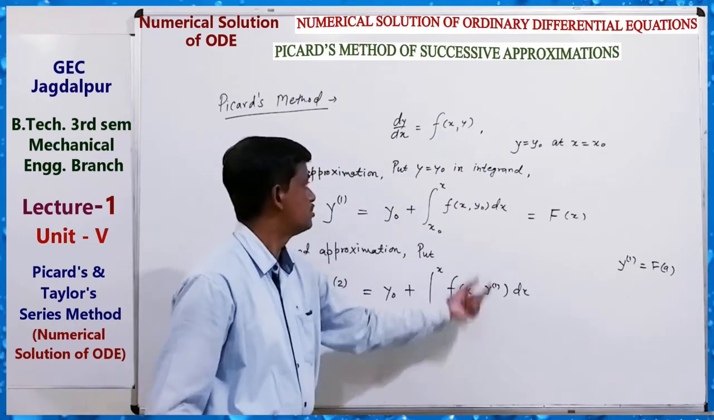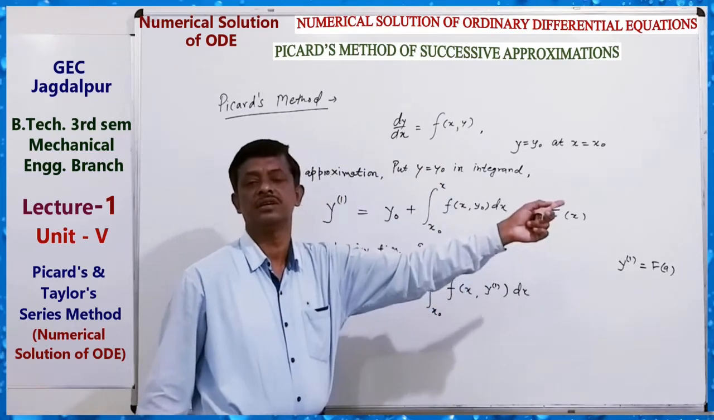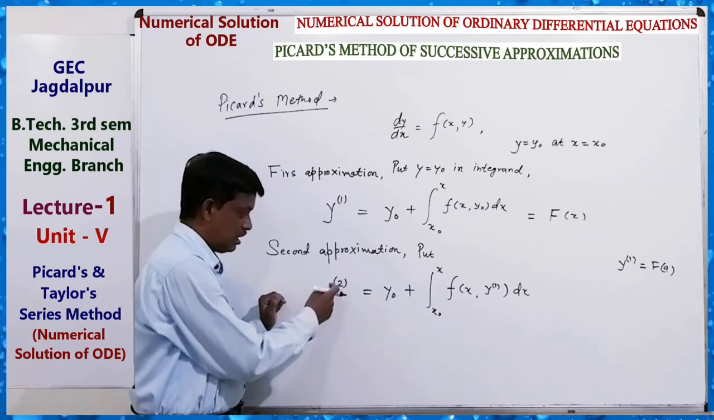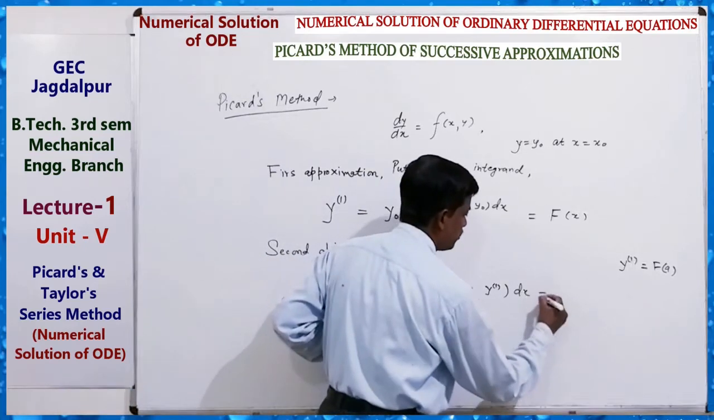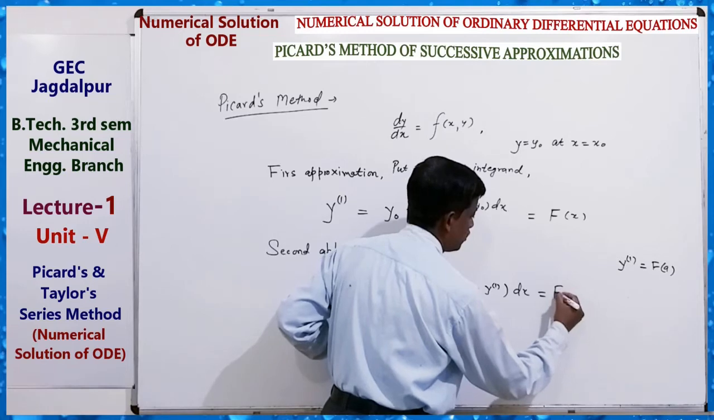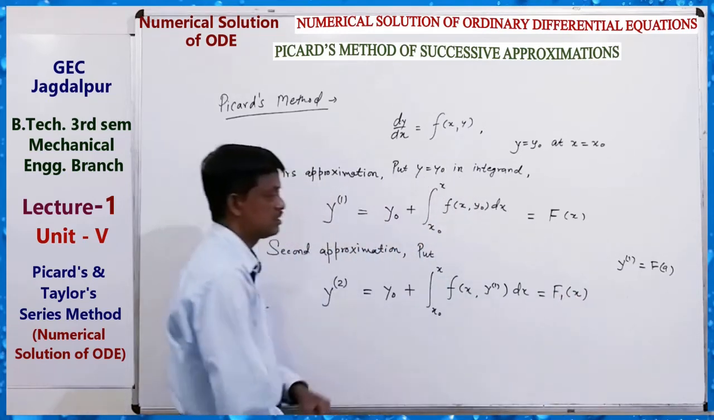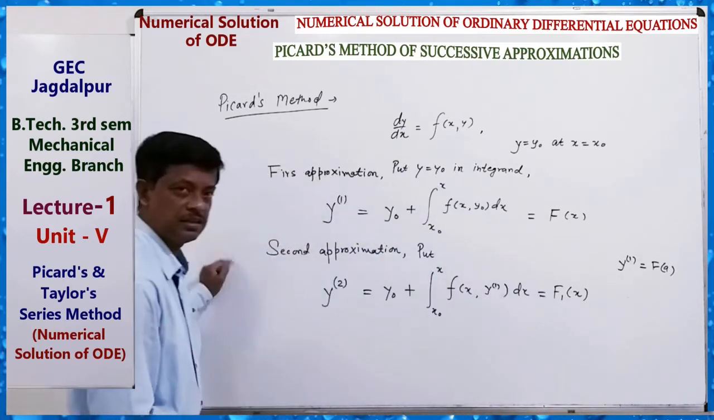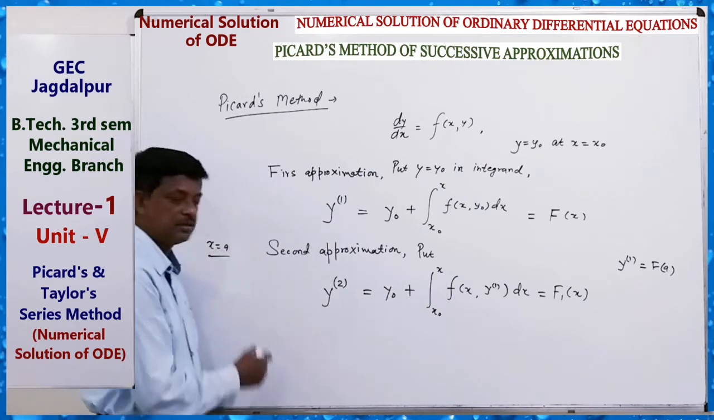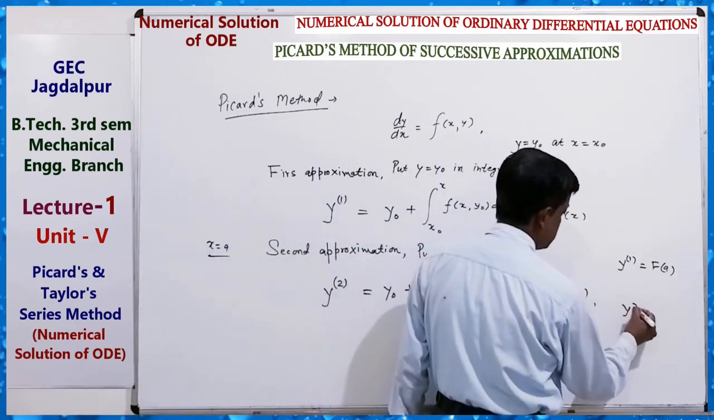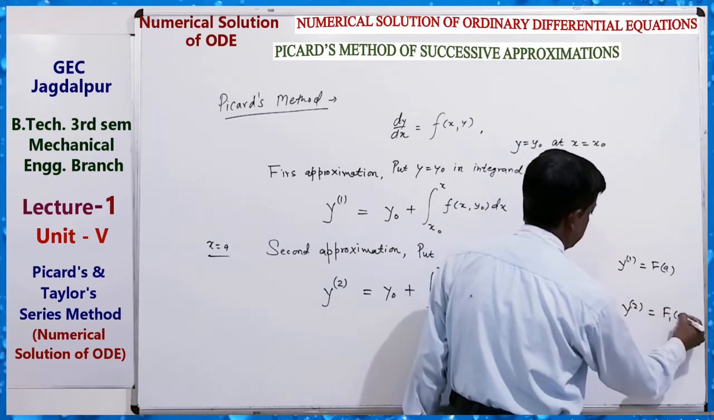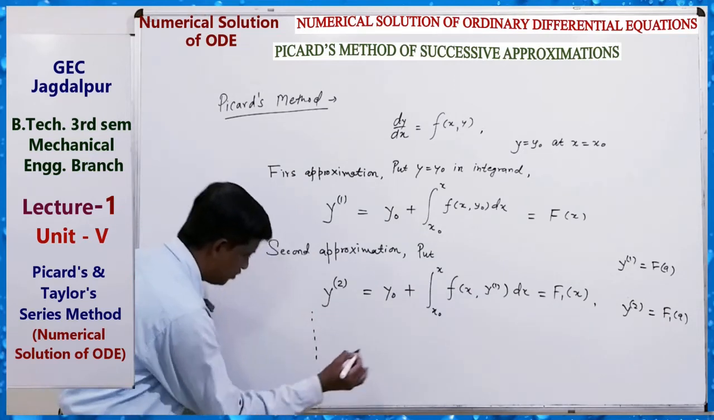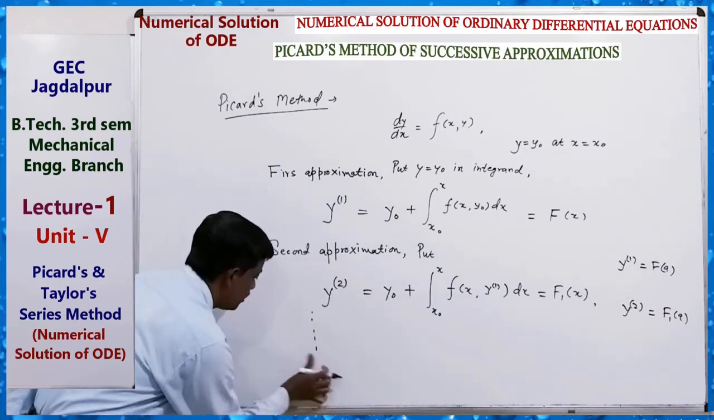Again use the definition of this function, just do this integration and we can get the second approximation. This is also a function, just like function of x, another function. So for a particular value of x, we can also get the second approximation of y at that particular value. That is the second approximation. Similarly, we can do another approximation.